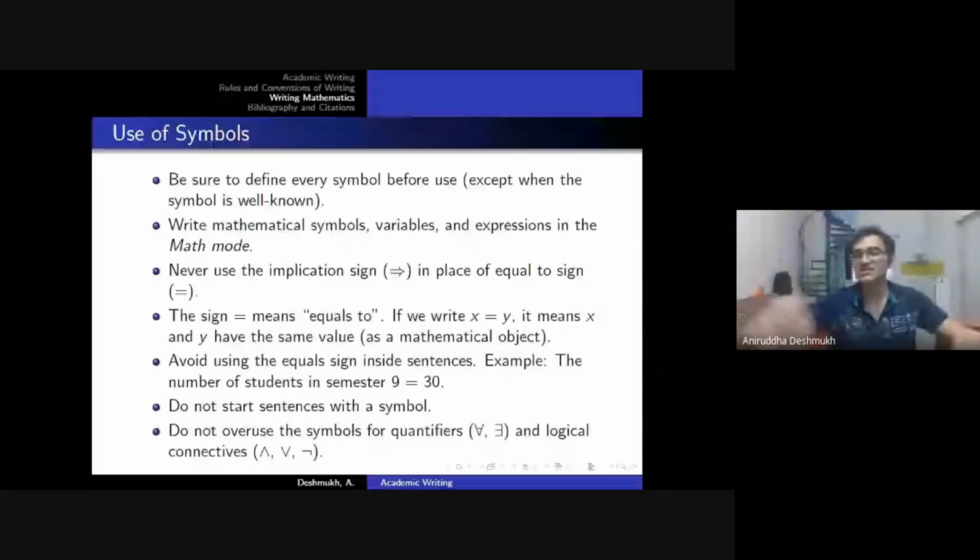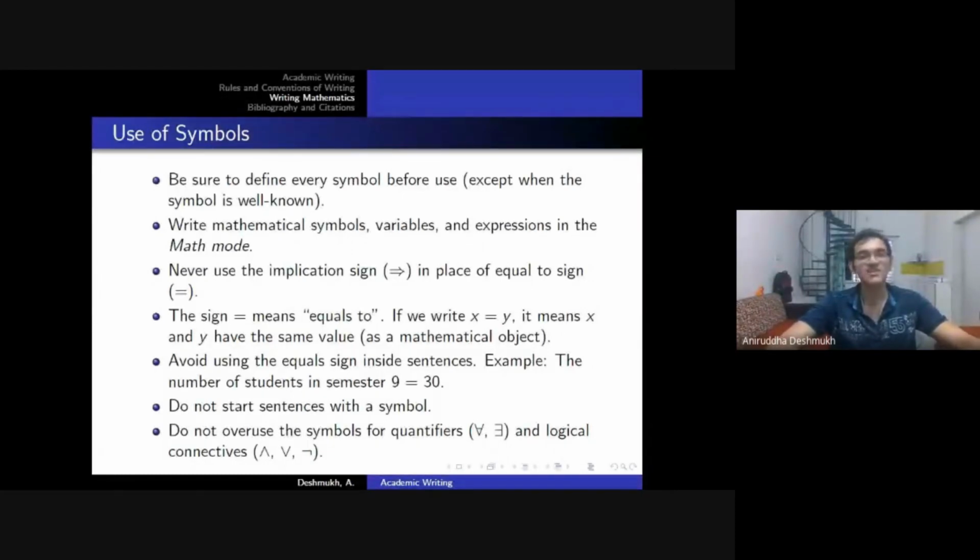The second thing which we do not do, I don't know for what reason, is that we don't write these symbols and variables in math mode. So what is math mode? If you are a LaTeX user, then it is given by either double dollar signs or single dollar signs, or by the environment of equations, align, etc. If you are a Microsoft Word user, then there is an option of inserting equations. That particular option is the math mode for Microsoft Office.